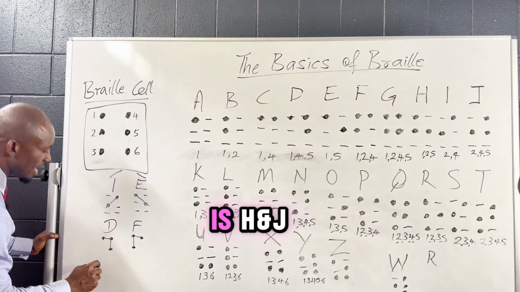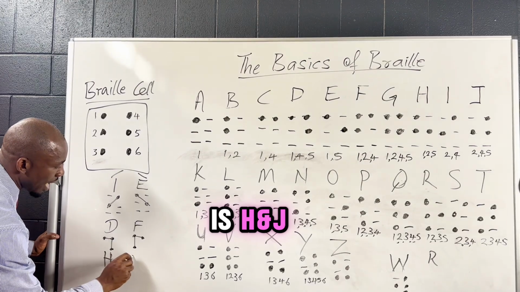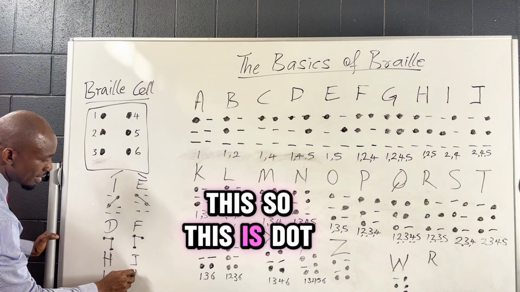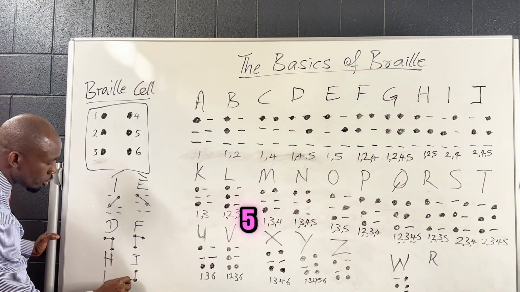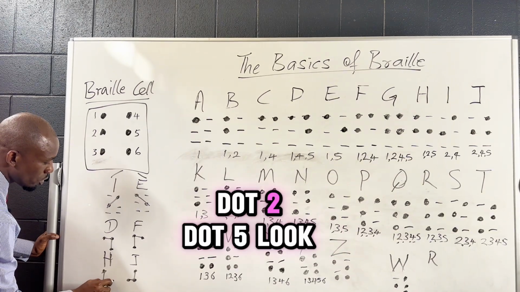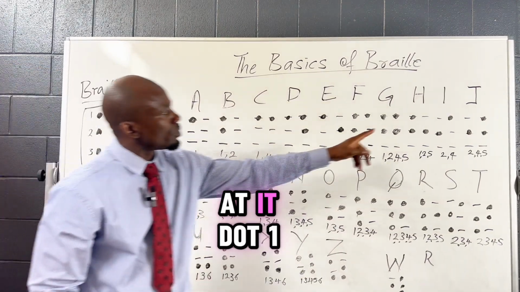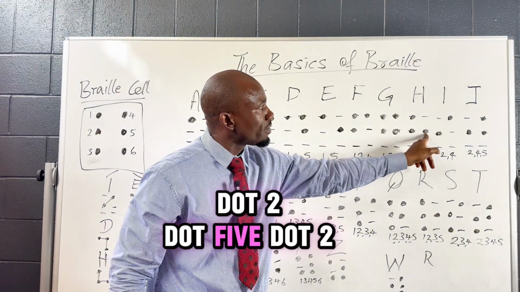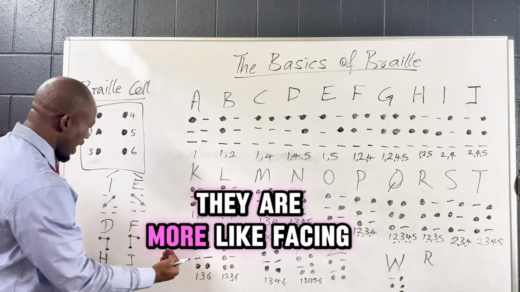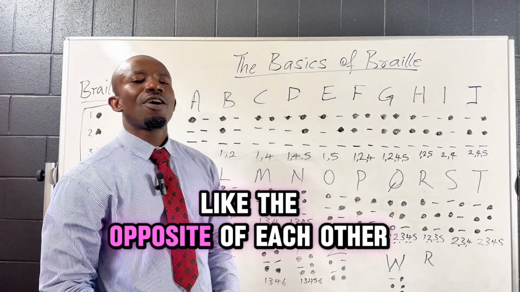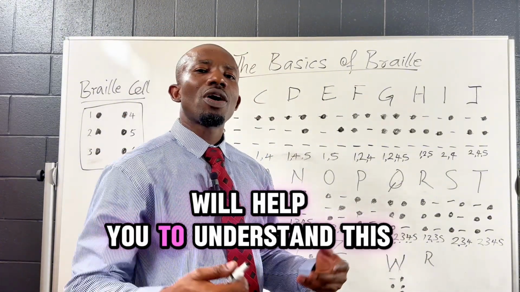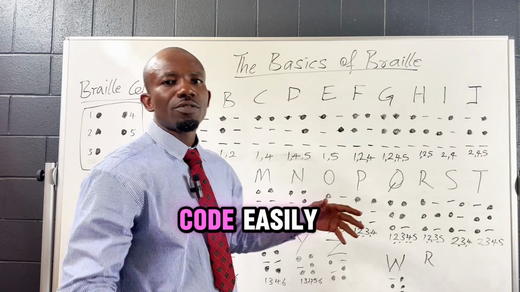Another one that looks alike is H and J. The same way, it's like this. This is dot 4, dot 5, dot 2, whereas J is dot 2, dot 4, dot 5. Look at it. They are more like facing each other, like the opposites of each other. These few ones that I have isolated will help you to understand these codes easily.